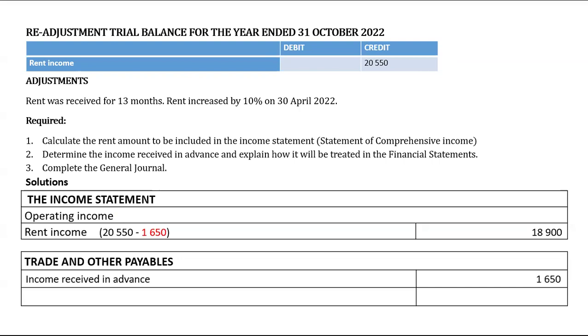It is a liability. We have received it, but we haven't provided our tenant with a place to stay for the following year. So when they stay for November the following year, that's when we're going to recognize it as income. It is a current liability for now.